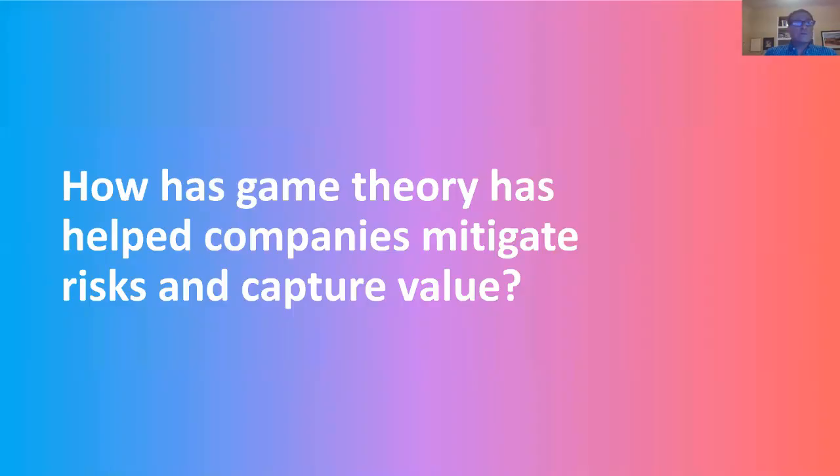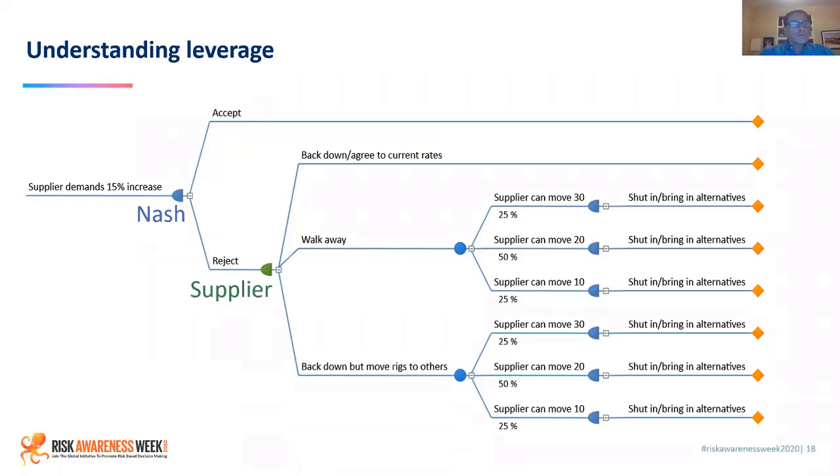So then the question is, does it really help? How has it helped companies mitigate risks and capture value? I have a couple of specific examples here, and I'll talk about some others as well. The first of these involves an oil and gas company we'll call Nash, and a rig supplier who's supplying Nash. This rig supplier has demanded a 15% increase in price from Nash.